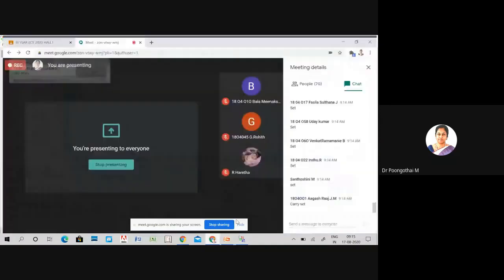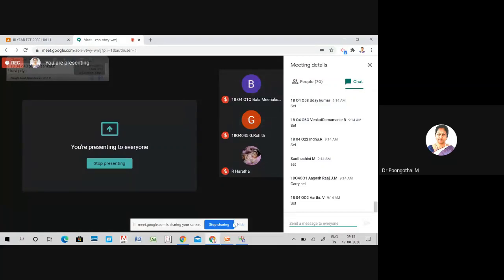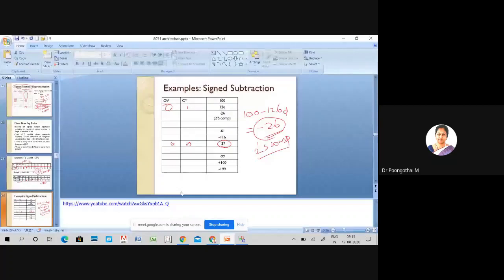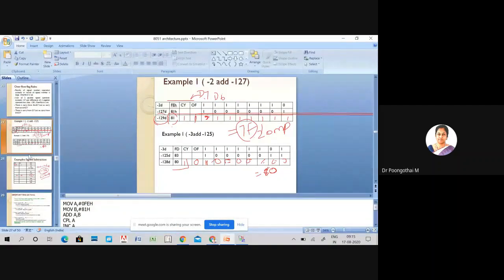Any other doubts regarding this? So let's try all these examples in your simulator. All the three cases and example 2, that is minus 3 add minus 125. Try all the examples using your simulator.